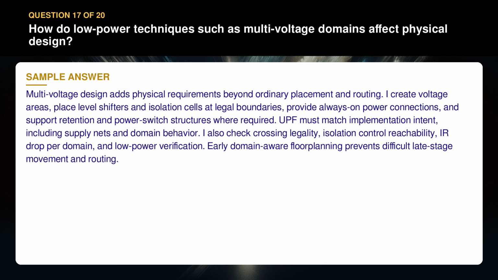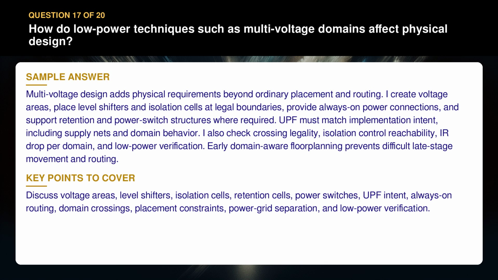I also check crossing legality, isolation control reachability, IR drop per domain, and low power verification. Early domain-aware floor planning prevents difficult late-stage movement and routing. Discuss voltage areas, level shifters, isolation cells, retention cells, power switches, UPF intent, always-on routing, domain crossings, placement constraints, power grid separation, and low power verification.